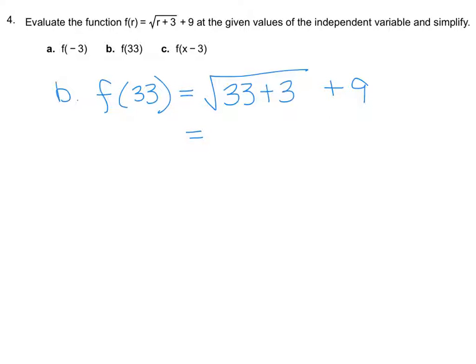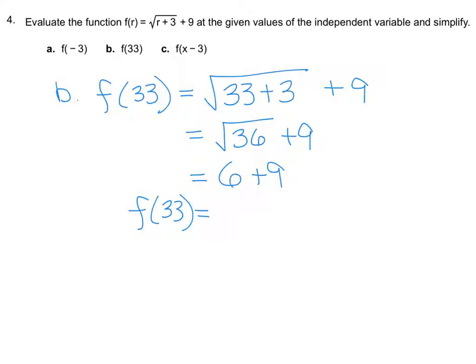33 plus 3 is 36, so we have the square root of 36 plus 9. And we'll take the positive of the square root, so the square root of 36 is 6, and we'll add 9 to that, so we get f of 33 equals 15.